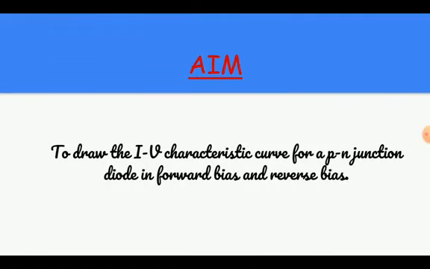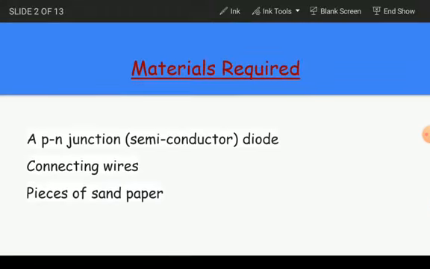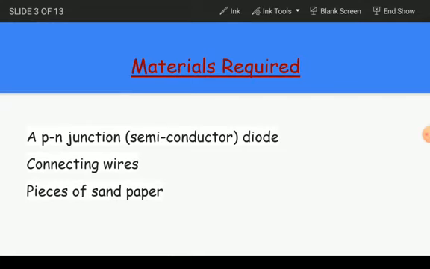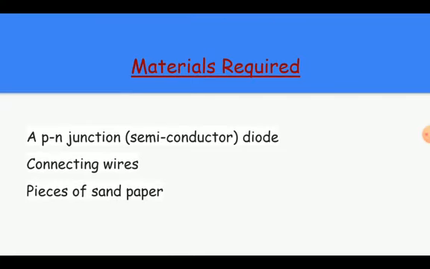The aim of this practical is to draw the IV characteristic curve for a PN junction diode in forward bias and reverse bias condition. For this, the materials required would be a PN junction diode apparatus, connecting wires and pieces of sandpaper.